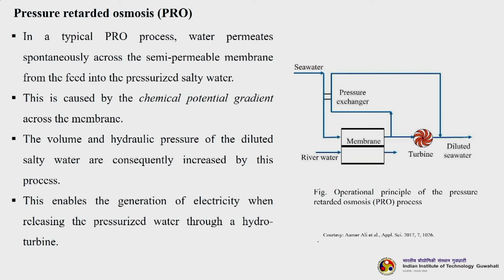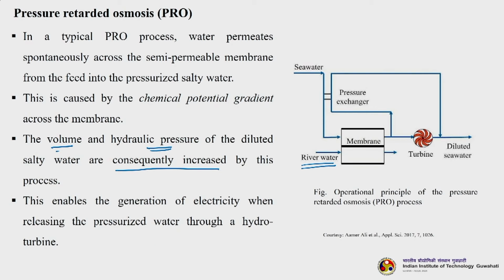You can see what is happening: the river water, or water devoid of salt, is being fed to one side of the membrane, the RO membrane of course, and on the other side you are feeding the sea water. Water transport is happening due to the chemical potential gradient across the membrane, and the volume and hydraulic pressure of the diluted salty water are consequently increased by this process.